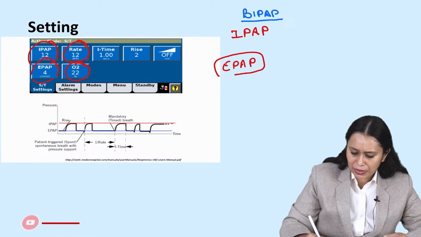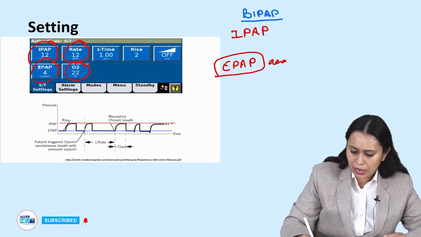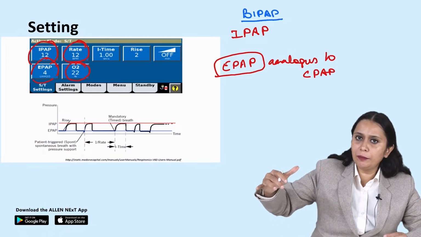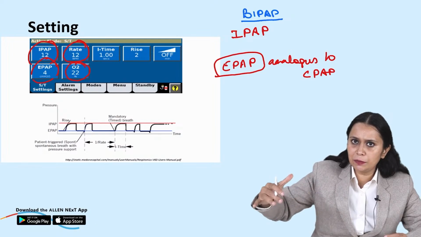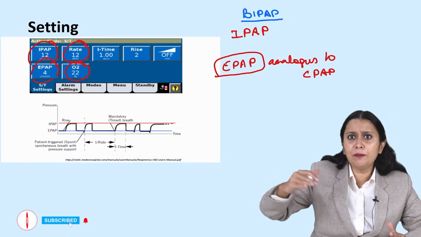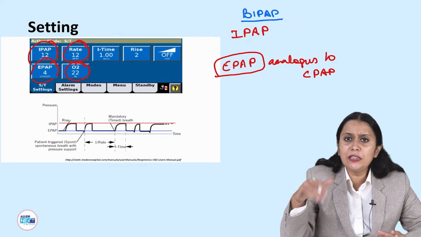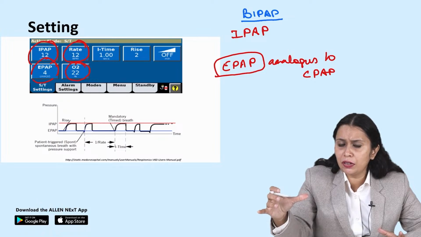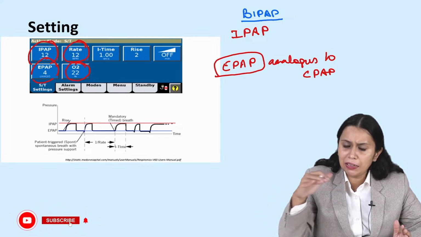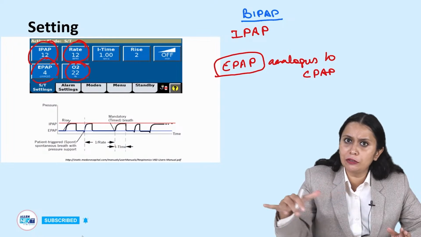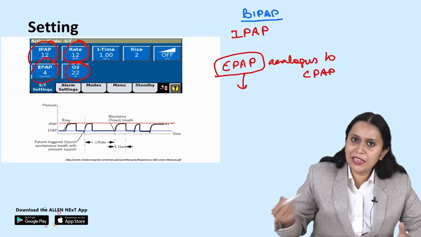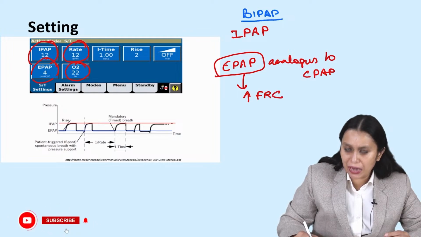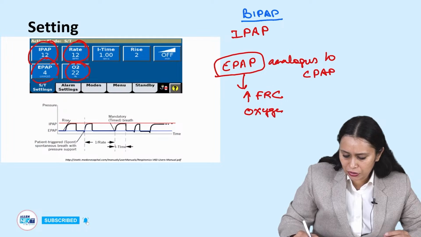So EPAP is basically analogous to CPAP, right? CPAP was continuous positive airway pressure throughout the respiratory cycle, inspiration and expiration. EPAP is a constant pressure on which inspiration and expiration will happen. That expiratory positive airway pressure would remain throughout the respiratory cycle. That much pressure would remain in the alveoli throughout. So what EPAP will do is the same thing CPAP was doing. It will increase functional residual capacity and improve the oxygenation.